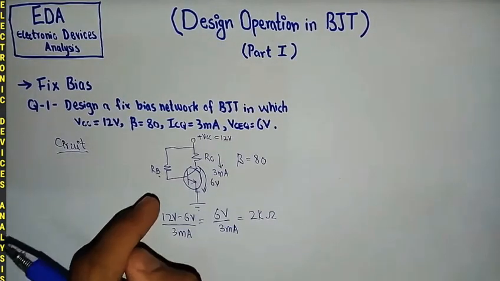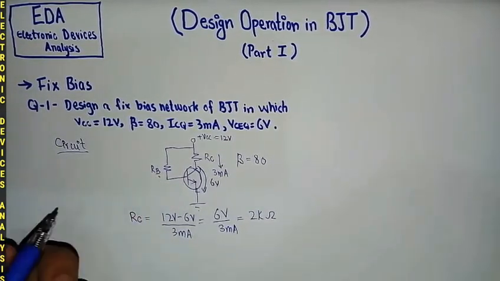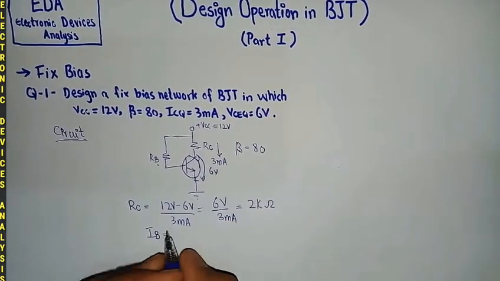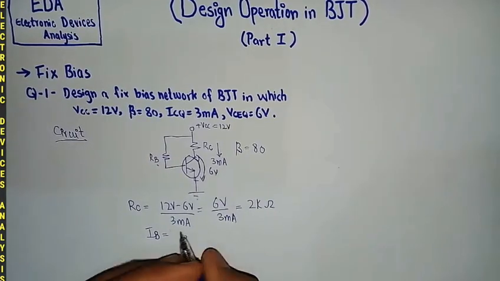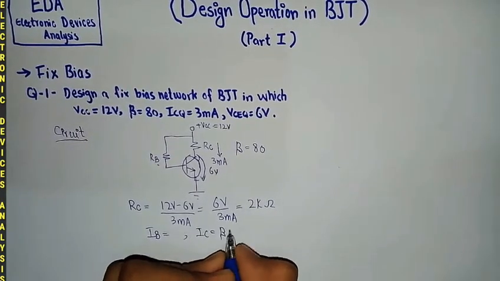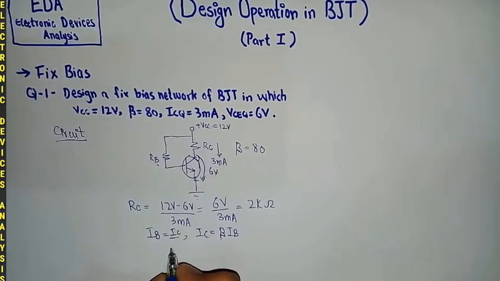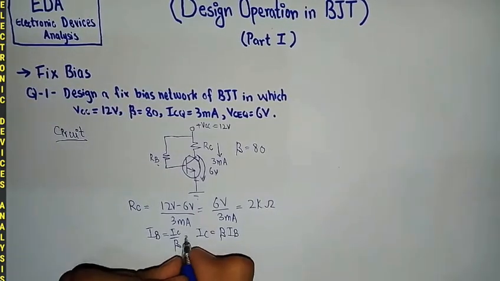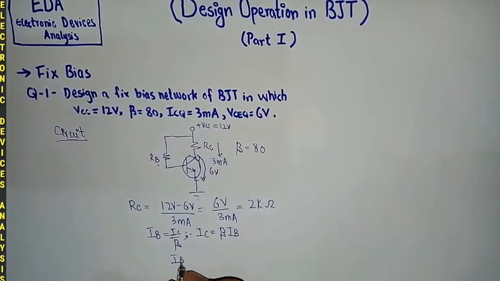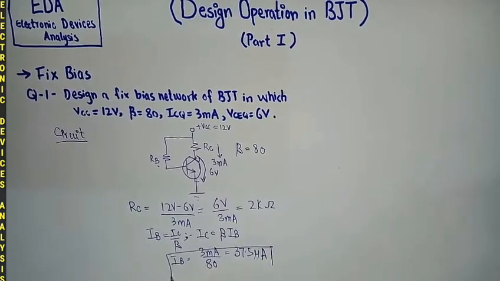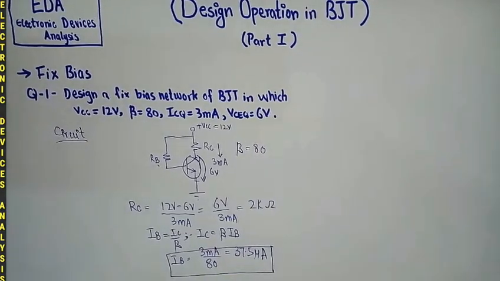Now you can find the value of RB. RB cannot be found without IB. You know that IC is equal to beta times IB. Therefore IB is equal to IC divided by beta. So IB is equal to 3 milliamps divided by beta, which is 80. This is equal to 37.5 microamps, which is the value of the base current.